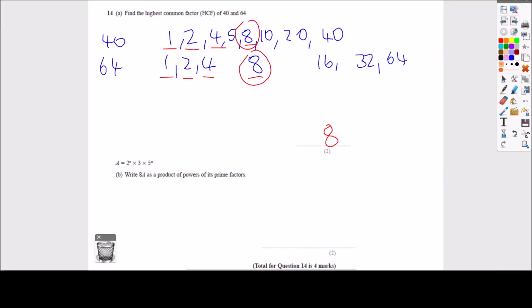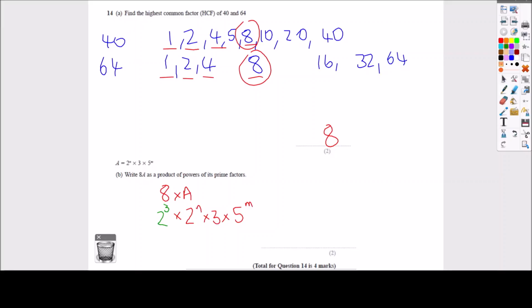Now part B is quite tricky. We've got to do 8 lots of A, which means 8 times A. We've been told that A is 2 to the n multiplied by 3 multiplied by 5 to the m. Now we've got to do 8 lots of this. Now 8 is 2 cubed.